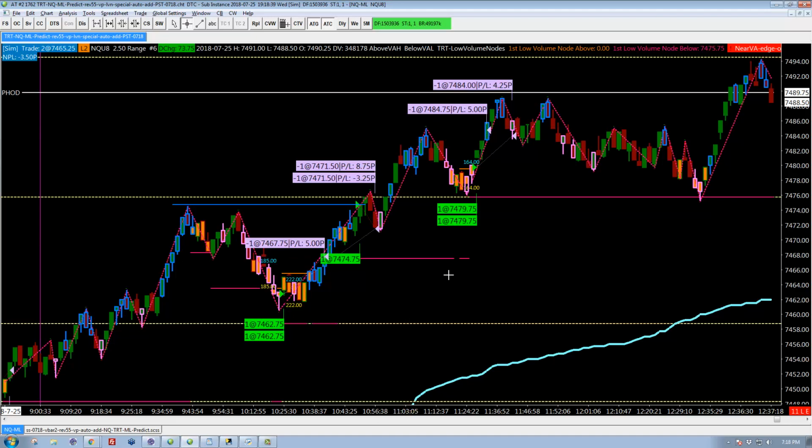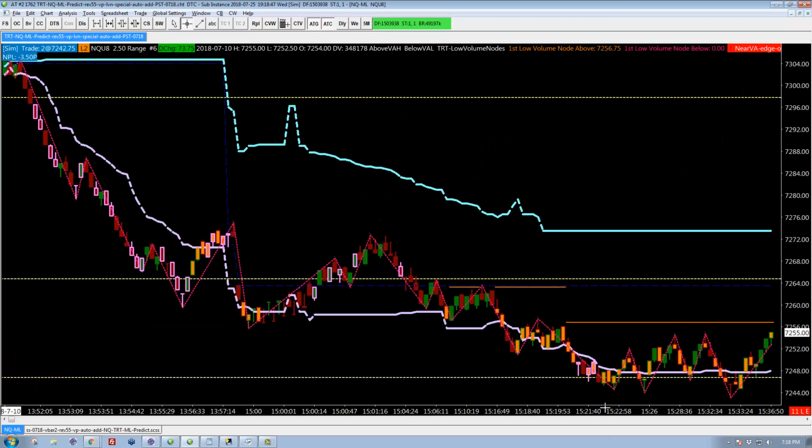Okay, that's it for today. Let's see what tomorrow brings. I think I've got the distance from the point of control issue fixed. There's another refinement I need to make related to how you decide that you're near the value area high and low, but I don't think I'll get that done till this weekend.